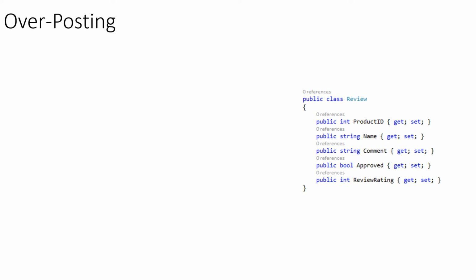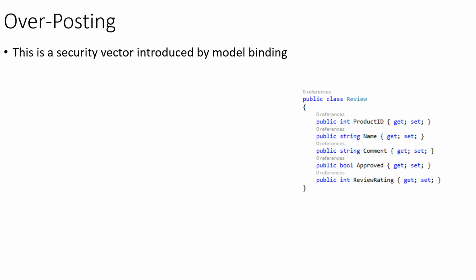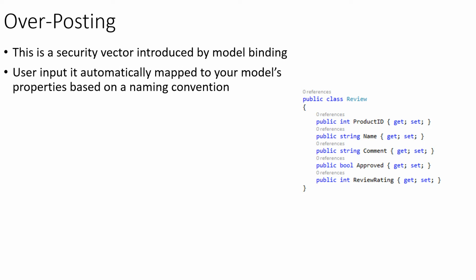Overposting is another security risk. This is introduced by the model binding in ASP.NET MVC. When you build up a form with scaffolding, a user fills out all the data in the form, and this is sent via an HTTP request to your server. Then the model binding system looks at all the inputs in that form and matches them against the members of the class that defines that model.